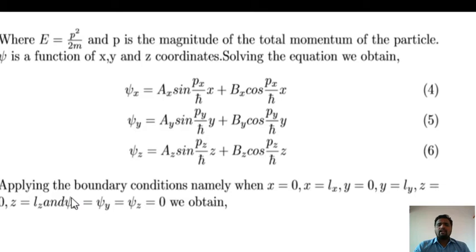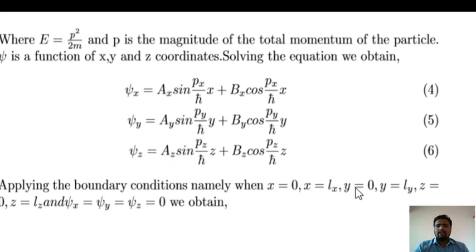By applying boundary conditions, x is equal to 0 and x is equal to Lx, y is equal to 0 and y is equal to Ly, z is equal to 0 and z is equal to Lz. At these points, the wave function psi x, psi y, psi z is equal to 0. So at x is equal to 0, psi x is equal to 0. At y is equal to 0, psi y is equal to 0. At z is equal to 0, psi z is equal to 0.